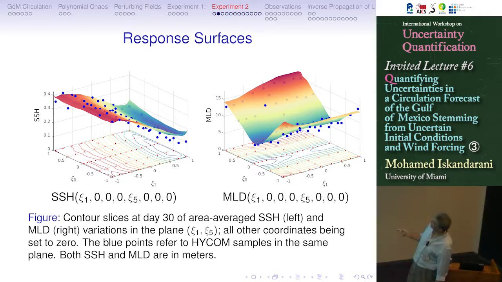If you look at the mixed layer depth, then the initial conditions aren't really doing much. At day 30, it's really the wind that is controlling how the mixed layer depth is evolving.